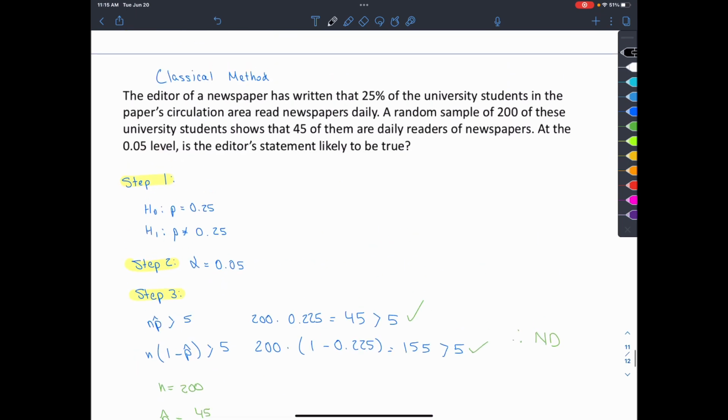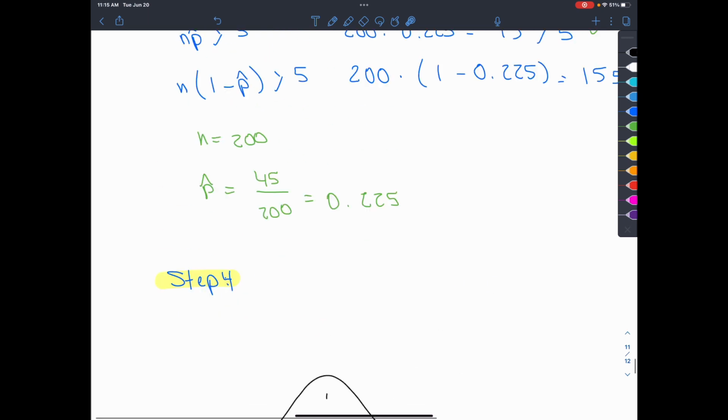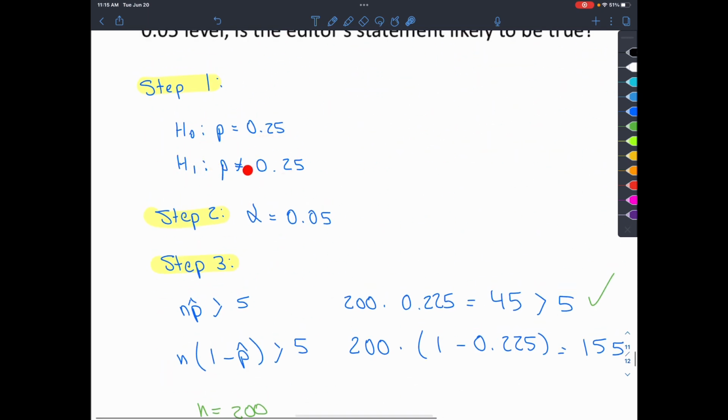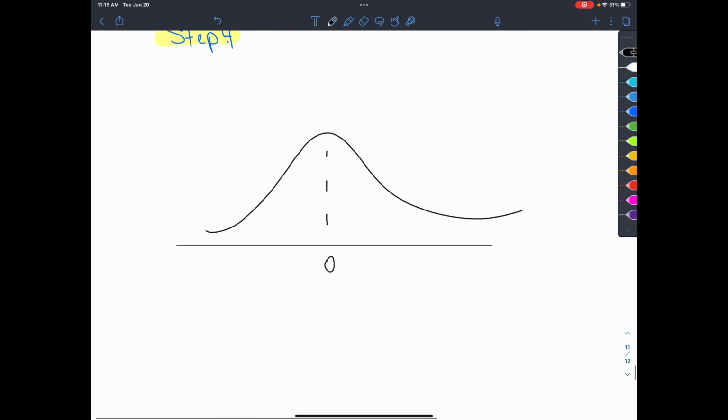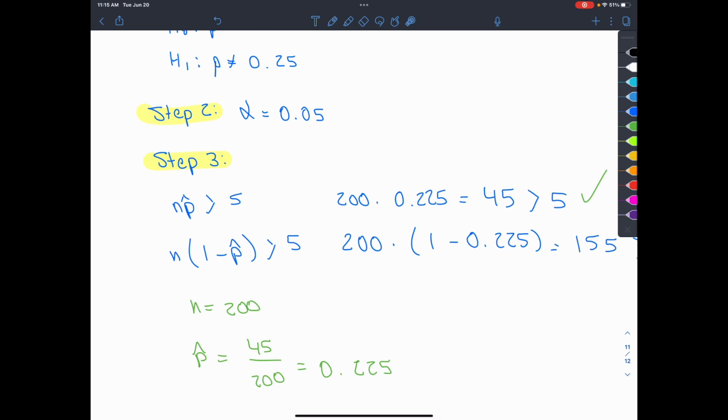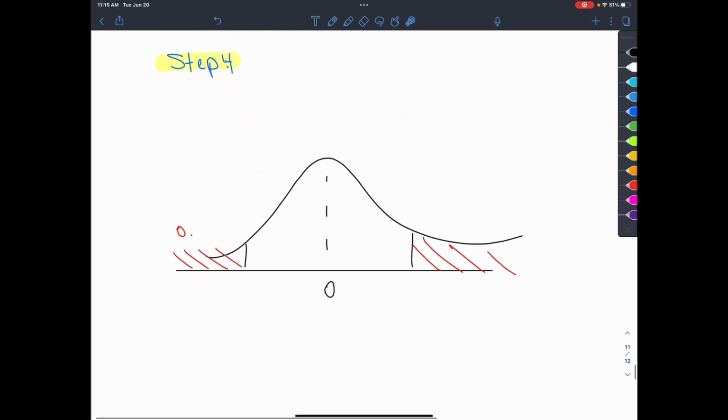Looking back at our level of significance, our error level, that is 0.05. Since this is a two-tailed test, because we can look at the hypothesis here, we know that we're going to have to evenly split that error onto both sides of the normal distribution. So both of these are going to be red areas, rejection regions, and each of them is going to be exactly half of the total error. So each side is going to be 0.025.